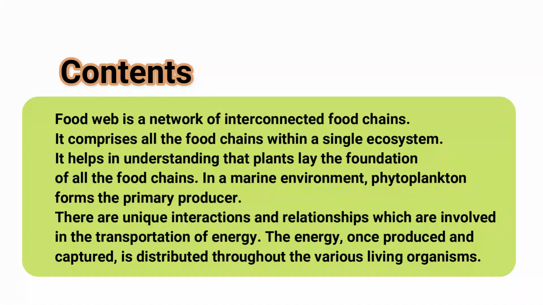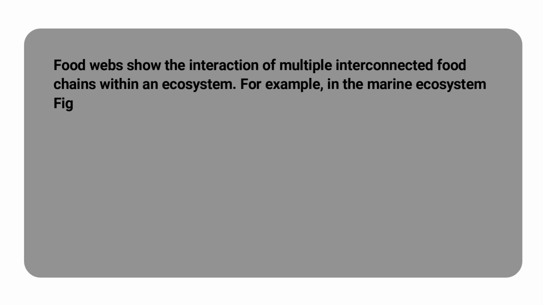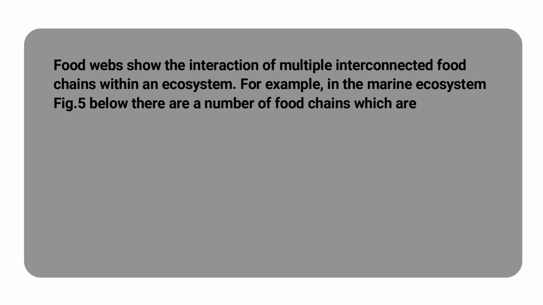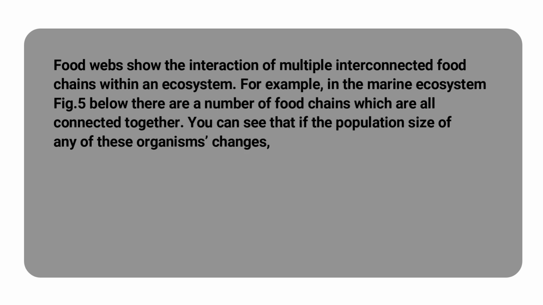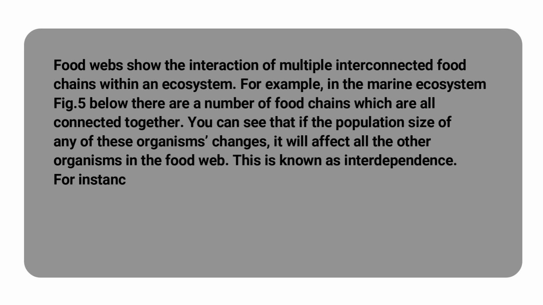There are unique interactions and relationships which are involved in the transportation of energy. The energy once produced and captured is distributed throughout the various living organisms. Food webs show the interaction of multiple interconnected food chains within an ecosystem. For example, in the marine ecosystem, in figure 5 below, there are a number of food chains which are all connected together. You can see it.